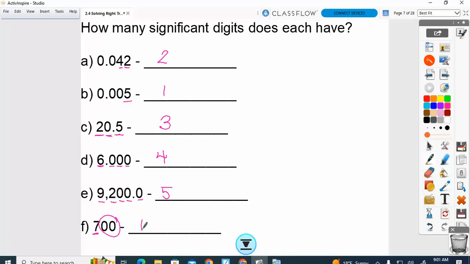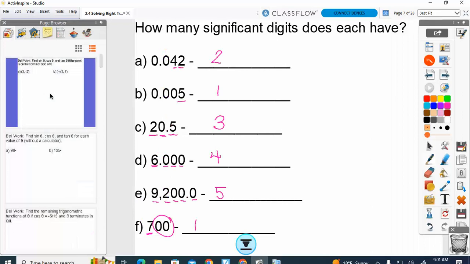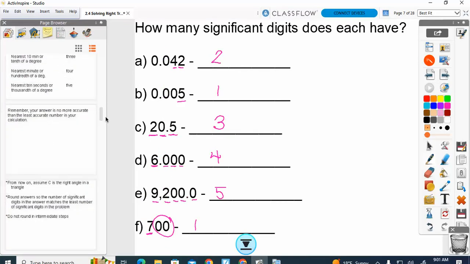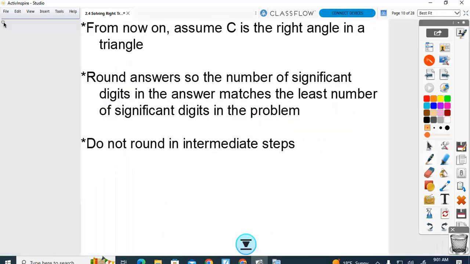So a few assumptions that we are going to make from now on. If I say right triangle ABC, you can assume that C is the right angle unless I tell you otherwise. So I'm probably not going to keep saying C is the 90-degree angle. We are just going to assume that.